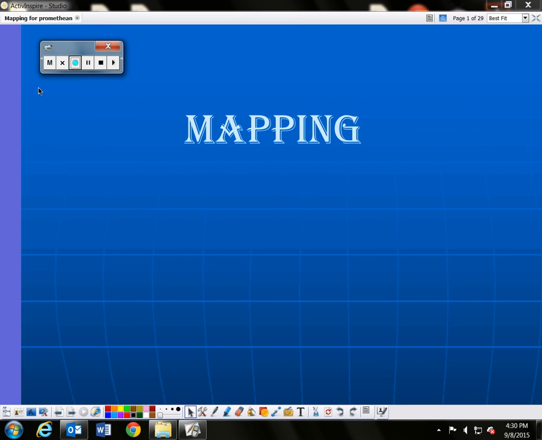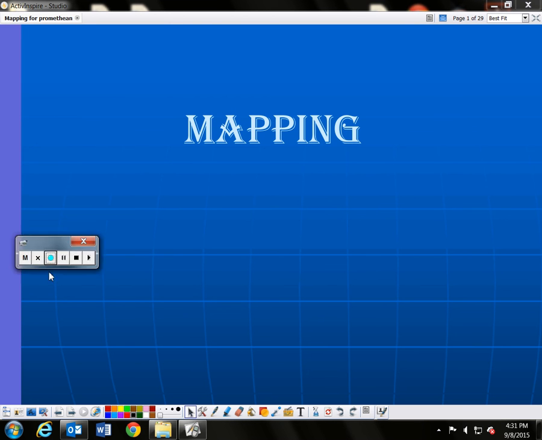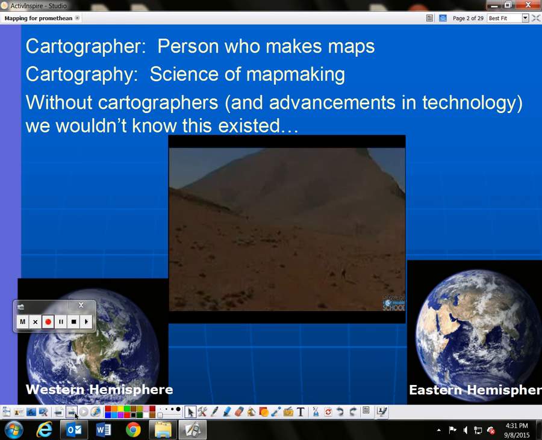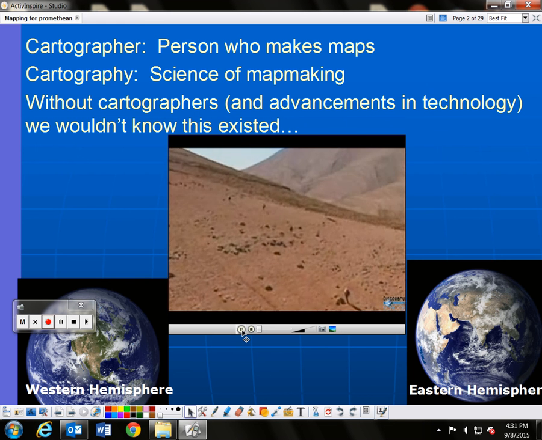Okay guys, this is the mapping unit. Remember, you need to handwrite your notes or take the notes in some sort of notes app, something along those lines. Make sure I can see them as soon as you come to the next class. The title is mapping. Okay, we're going to skip videos for now.